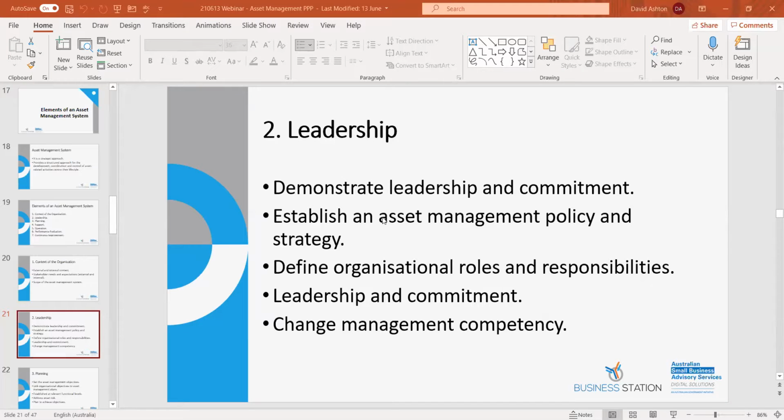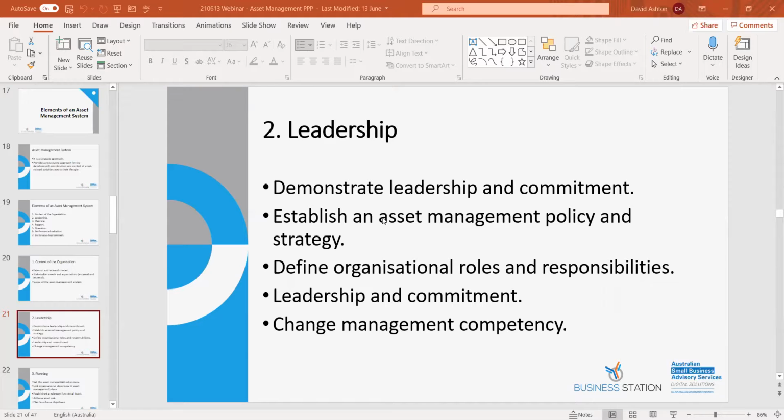Establish an asset management policy and strategy. So that's the role of management. So what is your policy? And then to develop the strategy to implement that policy. They need to define the organisational roles and responsibilities.